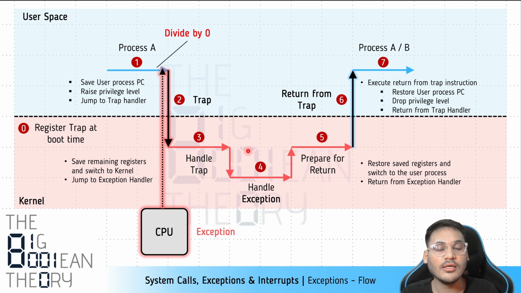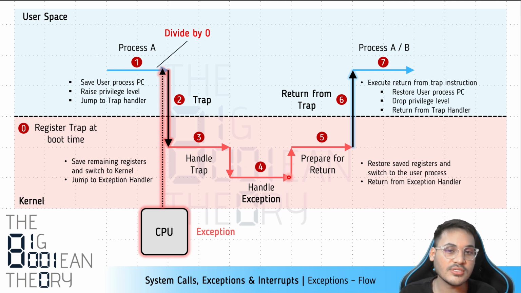This was the trap handler. Its only purpose was to make the switch from user process to kernel. Now we'll execute some special routine. So here we jump to the exception handler. Here now the kernel will do the operation that it is supposed to do, right? The very purpose for which this exception has been raised, here the kernel will handle that.